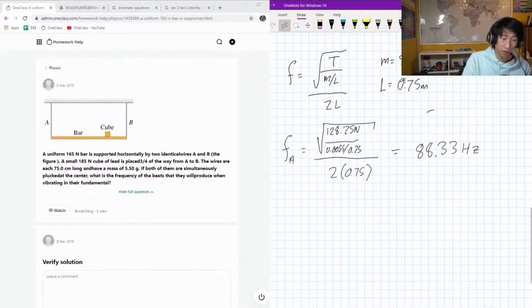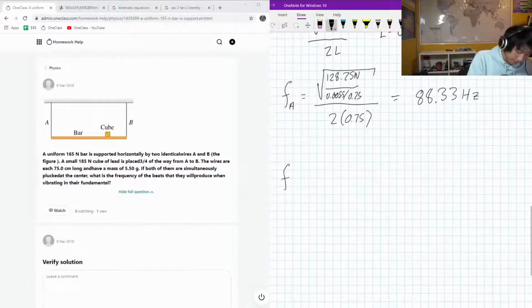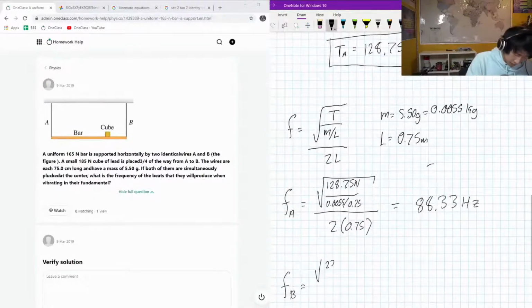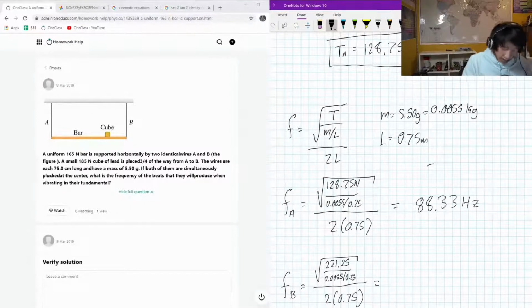So let's do that with the frequency for B. Okay, so the frequency of B was 221.25 over the same 0.0055 over 0.75, all over 2 times 0.75 to follow the equation protocol, and let's figure this out.